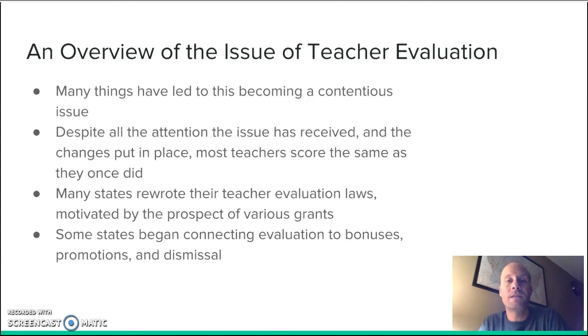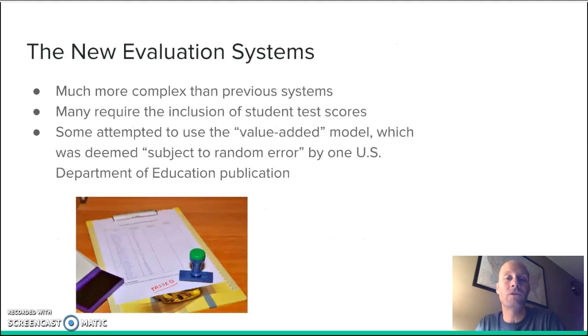Over the past few years, many states rewrote their evaluation laws because of the prospect of some large grants that were out there related to changing evaluation. And also some states, unfortunately, started connecting evaluation to bonuses and tenure and dismissal and things of that nature. So the new evaluation systems are a lot more complex, and many include student test scores as a large part of the evaluation process. There was even an article, however, by the U.S. Department of Education that said some of this student test score portion of the evaluations could be subject to random error.